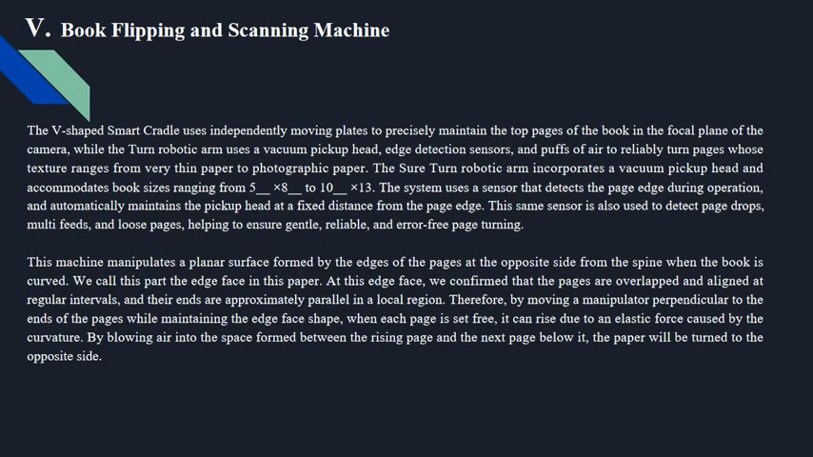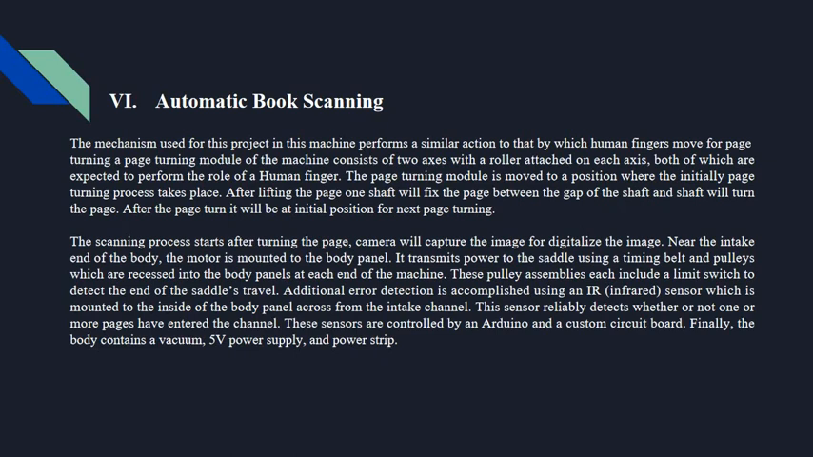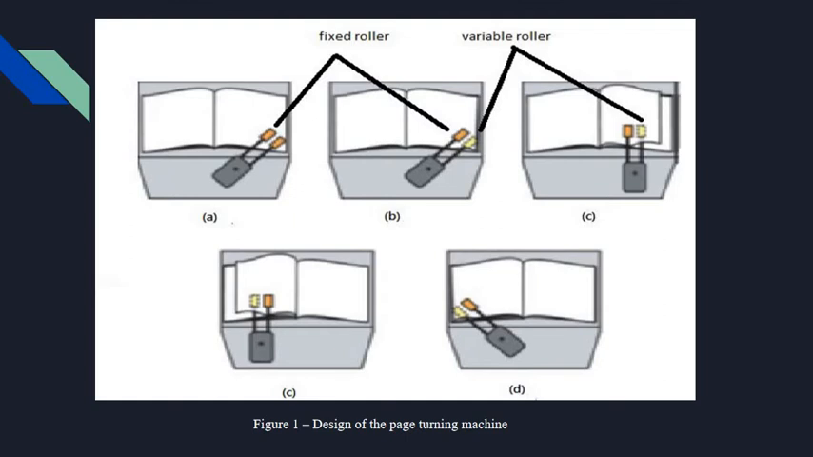In the book flipping and scanning machine paper, they have again used a V-shaped cradle, a robotic arm and a vacuum pickup head. In the sixth paper, automatic book scanning, they have used a shaft which will turn the page. The shaft consists of one fixed roller and one variable roller as shown in this figure.